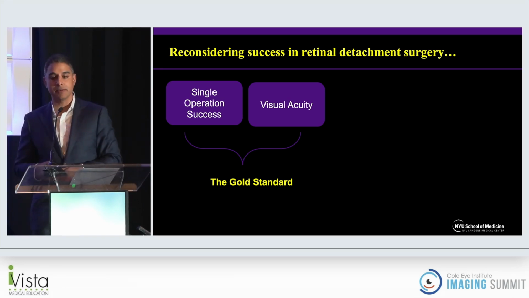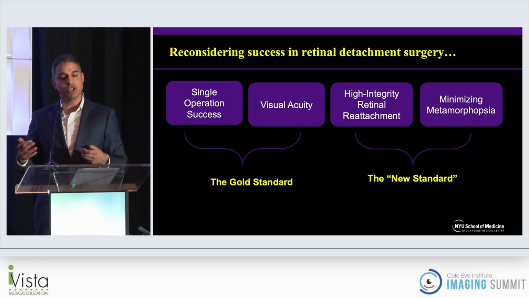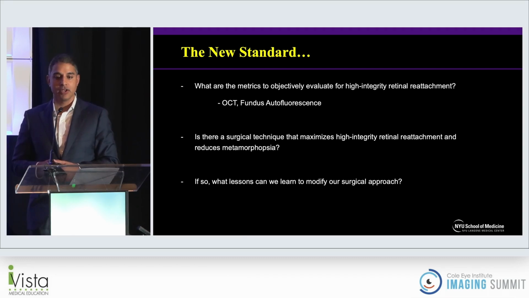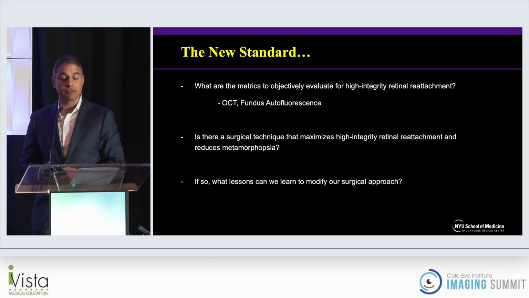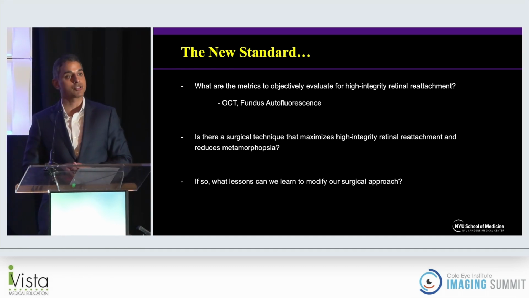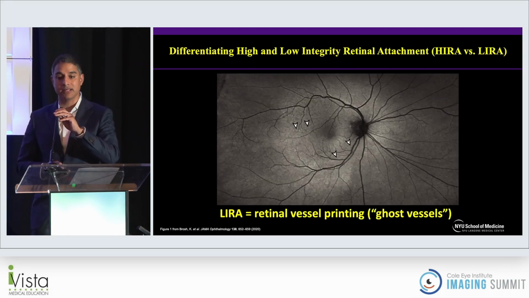But the reality is, as we move into the modern era, we really should be thinking about what defines high integrity retinal reattachment and how do we minimize the symptoms of distortion to the patient, which really is what the patients care about the most. So what are these metrics to evaluate what we would define as high integrity retinal reattachment? Is there a surgical technique that maximizes this and reduces metamorphopsia? And if so, what lessons can we learn to modify our surgical approach, specifically in vitrectomy?